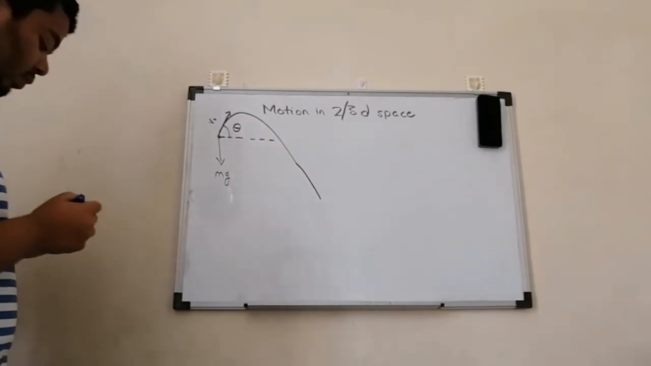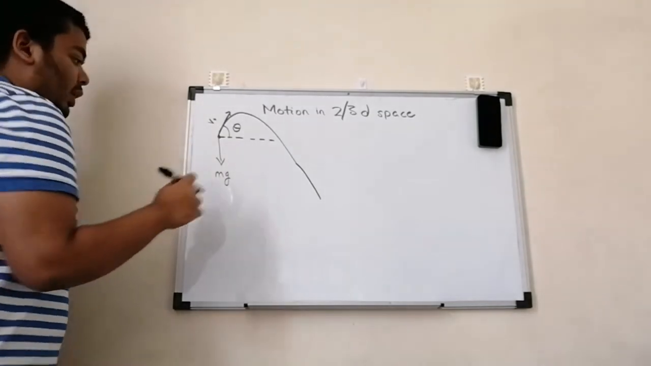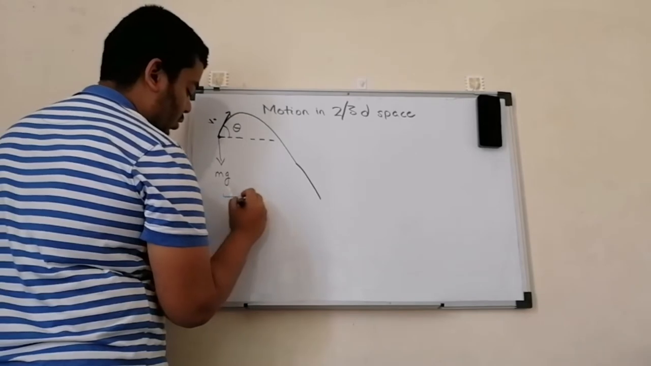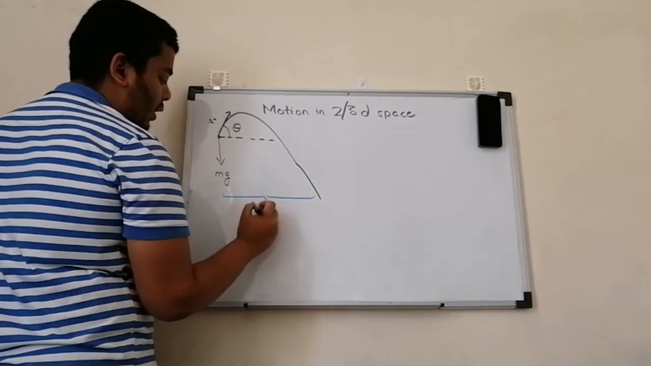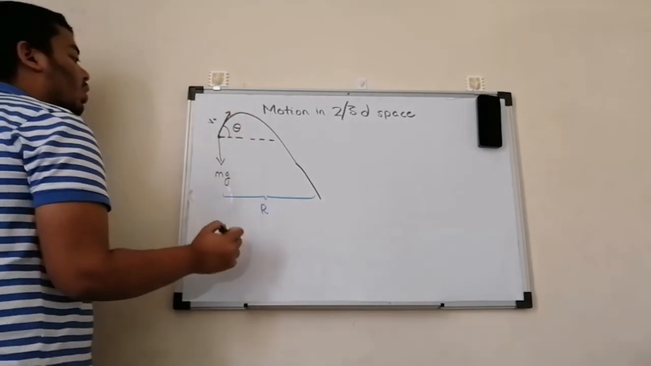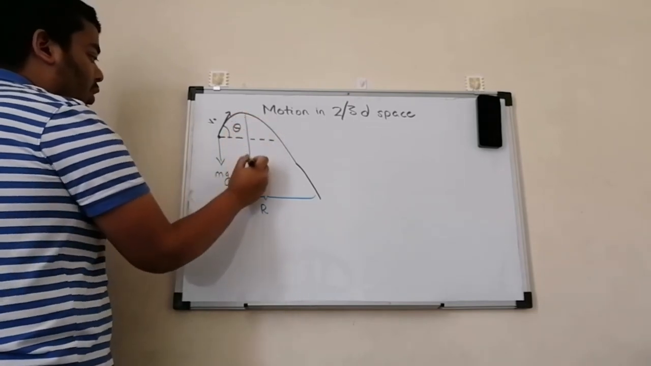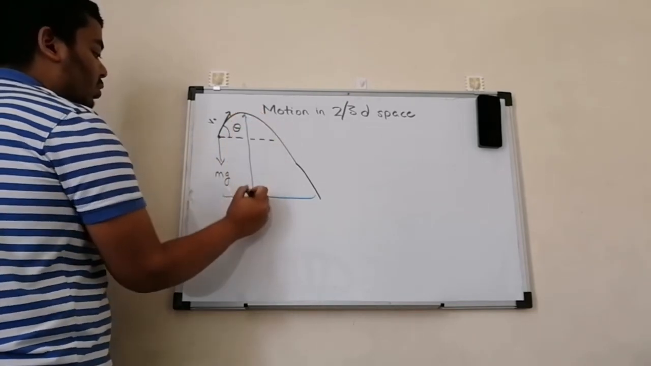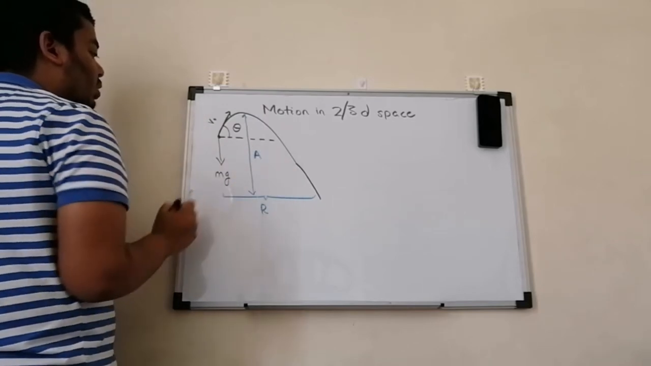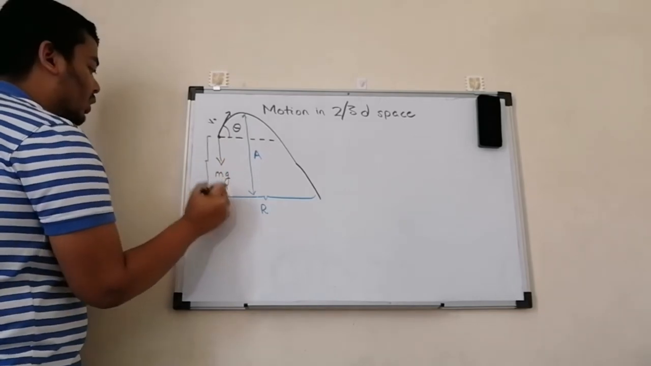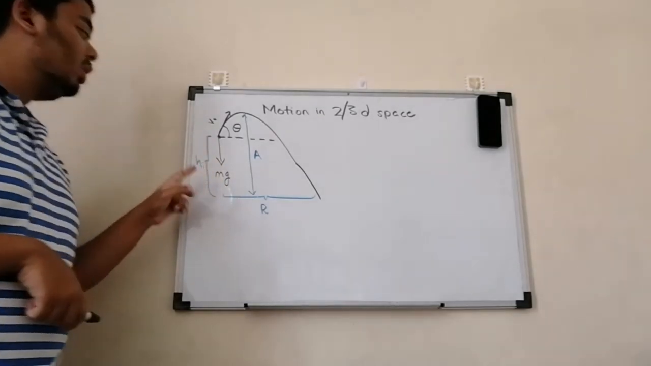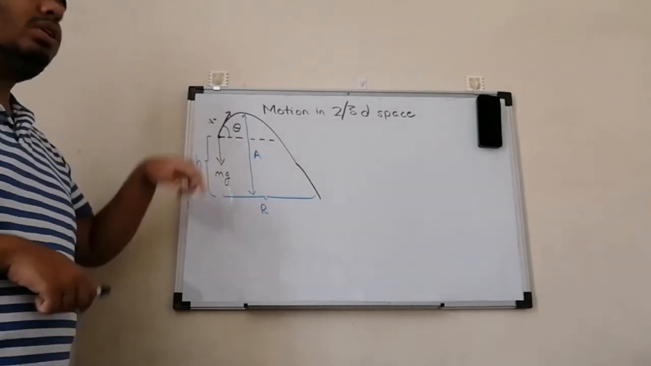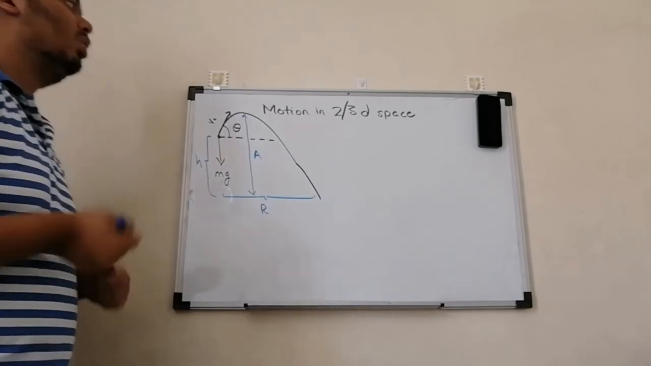The projectile hits the ground, and this is the range of the projectile. This is the maximum altitude of the projectile, the maximum altitude it can reach, and this is the initial height of the projectile. Perfect. Now let's analyze this. Before we go on, let me make clear that the only force acting on the projectile is the downward force due to gravity.